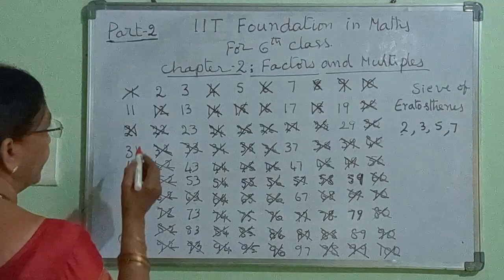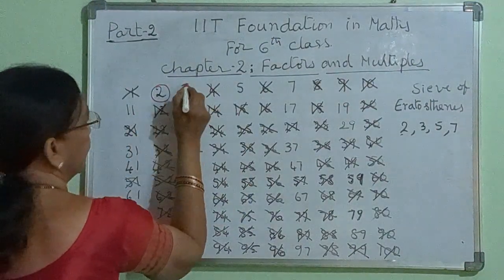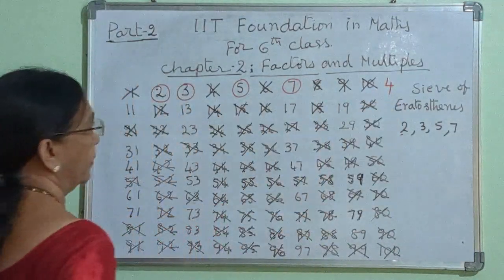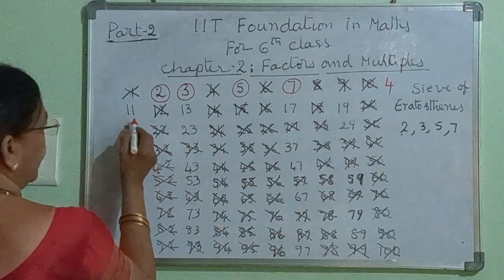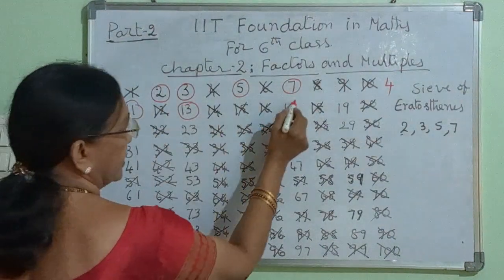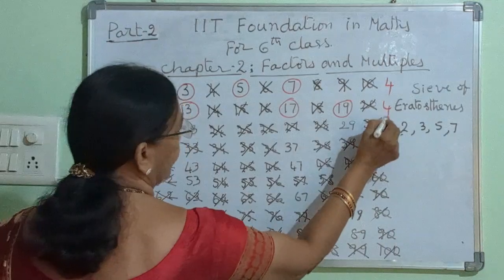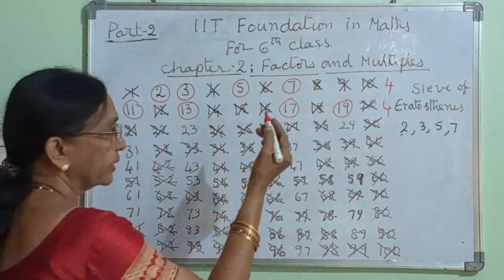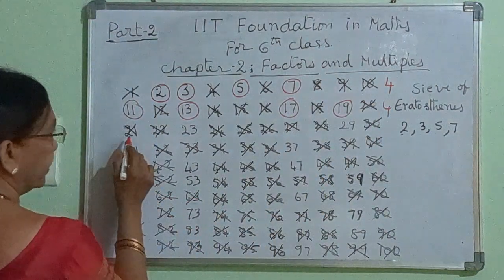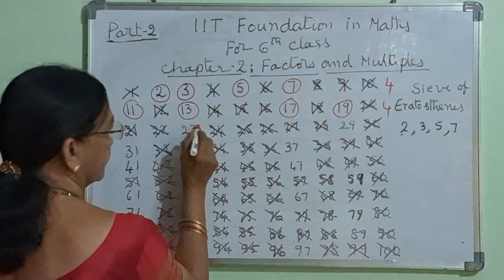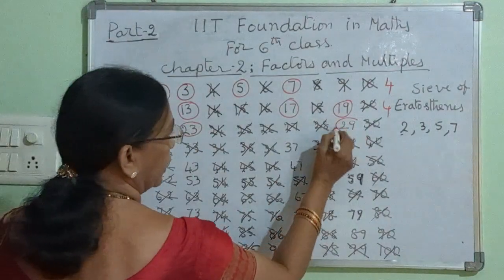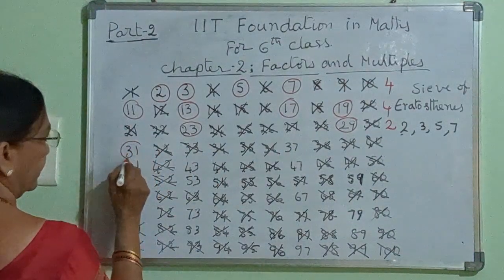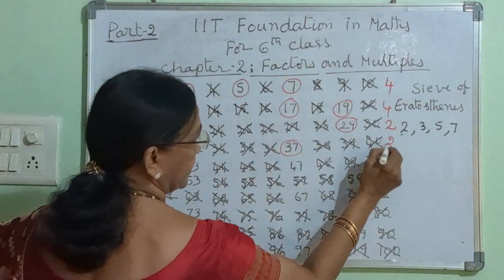Let us see the prime numbers. In the first row, 2, 3, 5 and 7. There are 4 prime numbers. In the next row, 11, 13, 17 and 19, 4. That means between 10 and 20 there are 4 prime numbers. Between 1 and 10 there are 4 prime numbers. And between 20 and 30, 2 prime numbers. And between 30 and 40, 2 prime numbers.